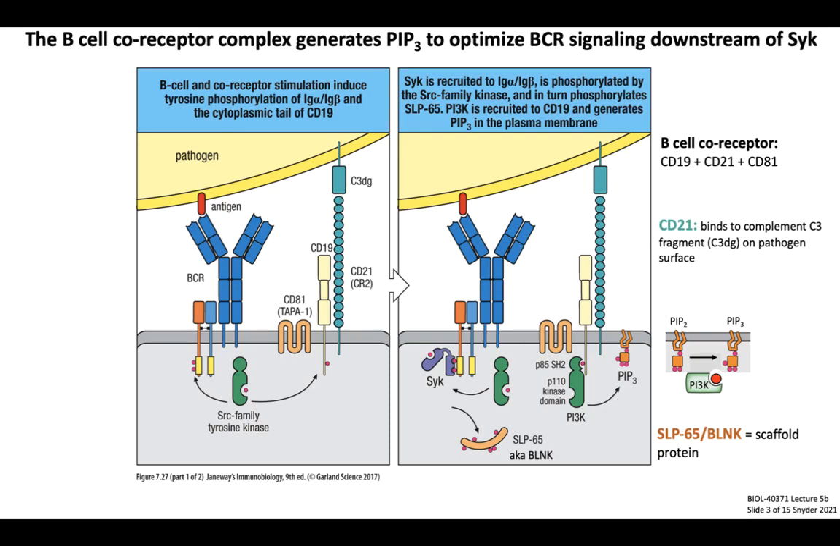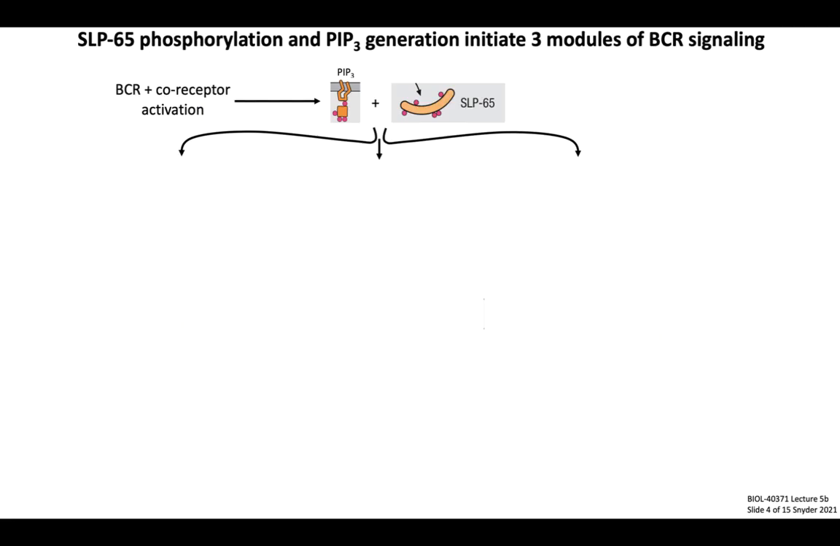SLP65 functions similarly to LAT and SLP76 that we saw in T cells, and SLP65 is phosphorylated on several tyrosine residues by Syk, which in turn allows for the recruitment and assembly of multiprotein signaling complexes. Therefore, the generation of PIP3 by PI3 kinase can synergize with Syk-dependent SLP65 phosphorylation, and these events are responsible for initiating distinct modules of B-cell signaling. Now, although B-cell signaling involves some different proteins, they all have analogous functions that follow the same logic of TCR signaling and lead to essentially the same modules of signal transduction.